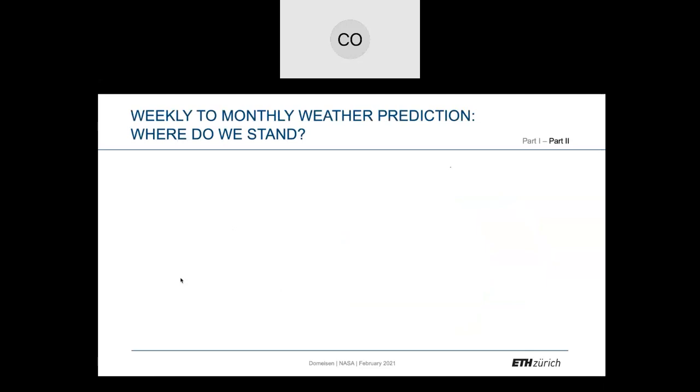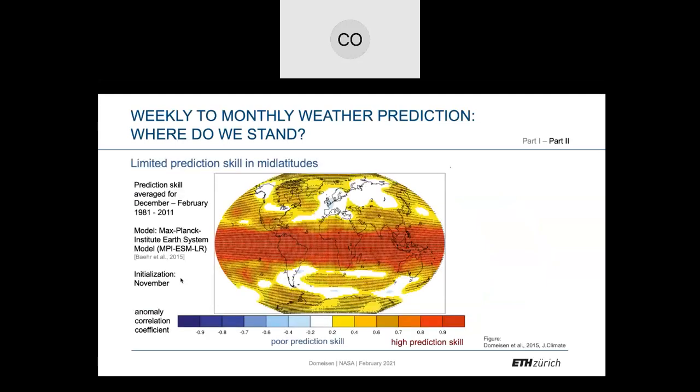So in terms of predictability, what we've looked at is what we can actually predict. We looked at, for example, seasonal predictability. This is a map using the German Weather Service seasonal prediction model that they currently have in operation. This is an initialization in November, and we're looking at prediction skill for December to February. Unsurprisingly, the tropics have a much better predictability than the extratropics.